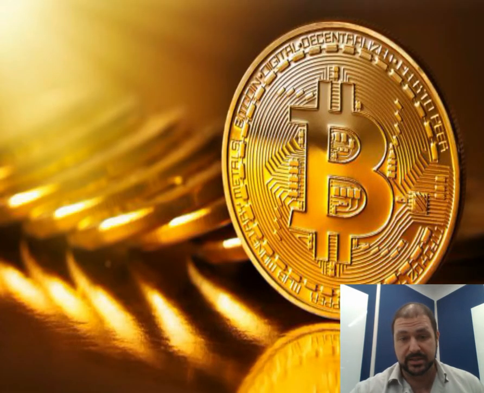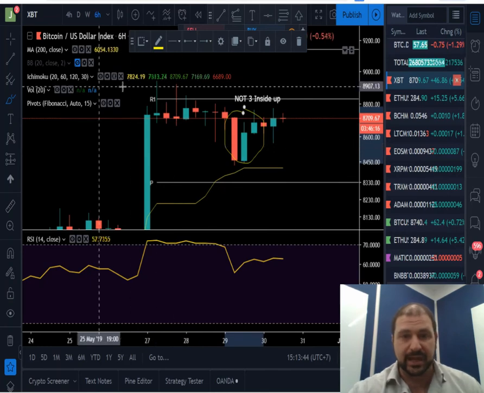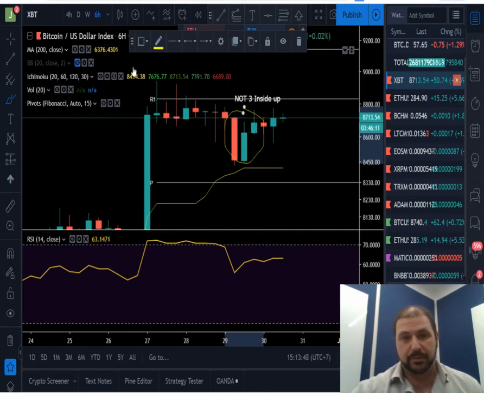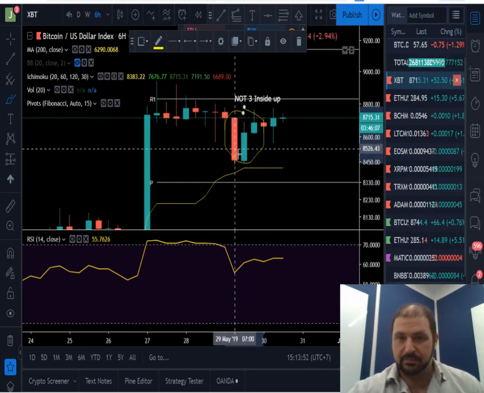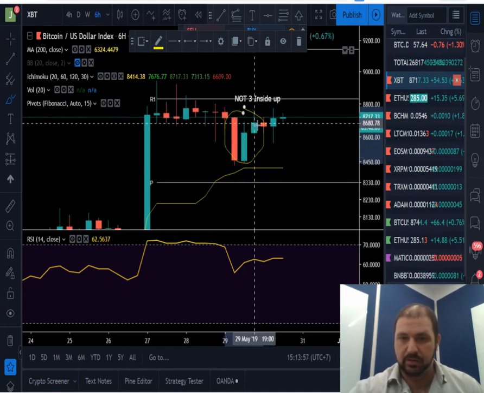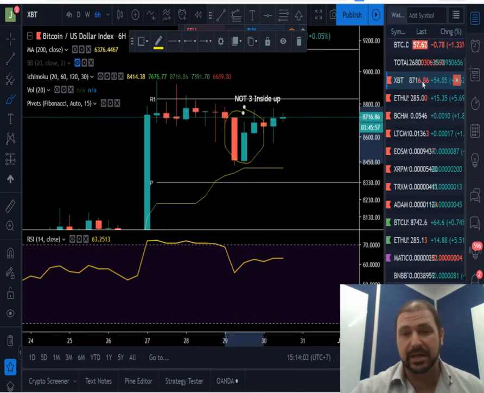So open up TradingView. I'm going to show you guys some examples. First example is this. Last night on Bitcoin, we thought that maybe there'd be a 3 inside up on the 6 hour, as you can see. Now we had the bearish candle, then we had a harami, but then this candle closed, and as you see at the top of this candle right here, it closed under, which means it is not a 3 inside up.